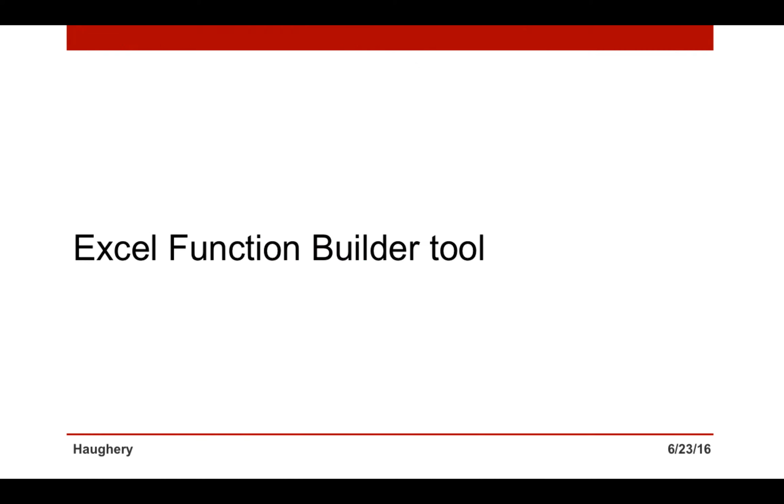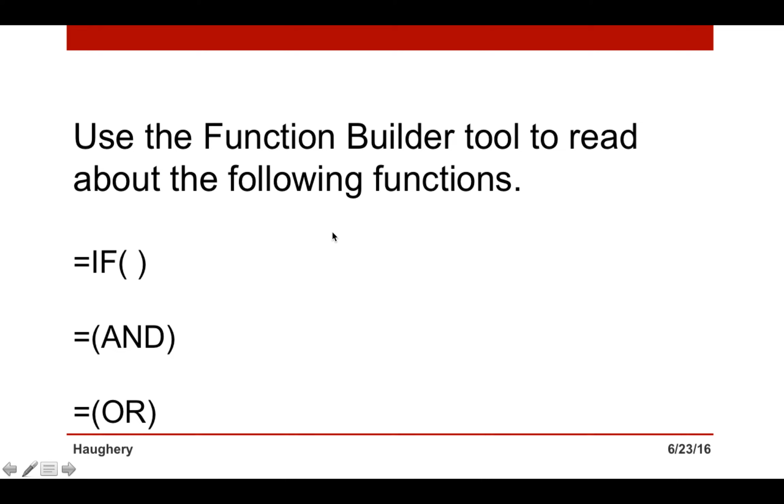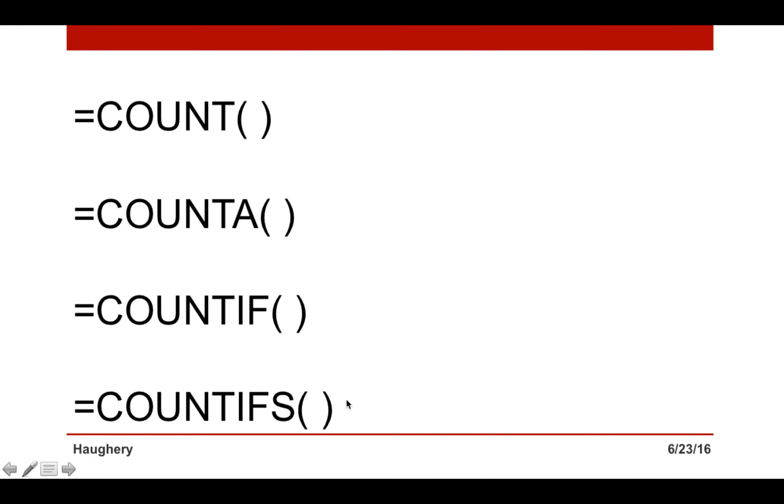So we're going to use Excel's function builder tool to search for functions. We can also get a brief description of what those functions do. Using that tool in Excel, we're going to look at an IF function, AND functions, OR functions. We're going to look at counts, how to count different things: count numbers, count text, count non-zero cells, count if they're equal to something, count if two cells equal something, different ways of counting our data.